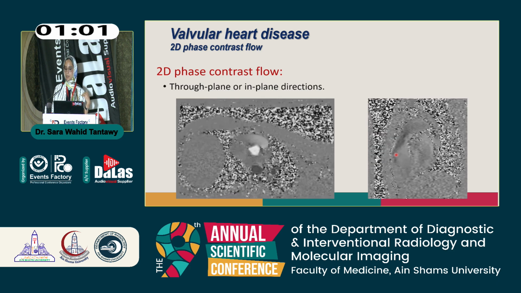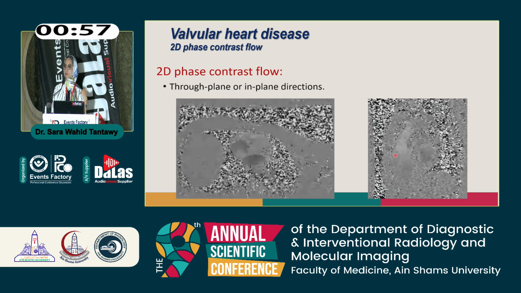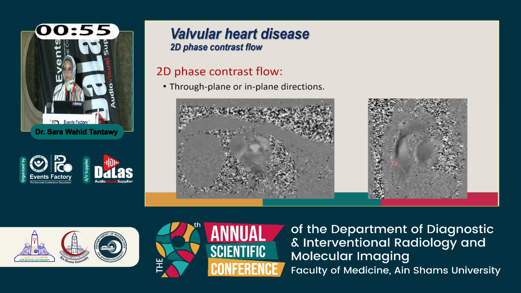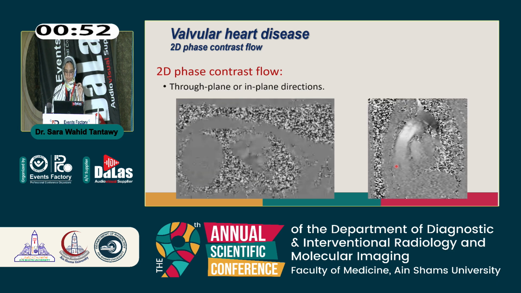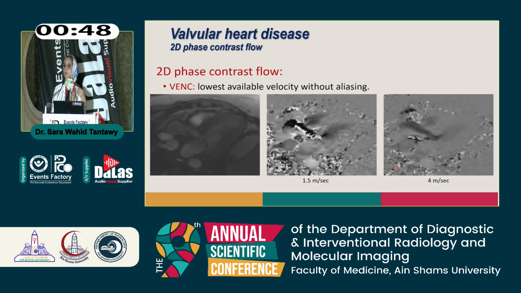So you can see the to movement, which is the white, the fro movement is the black. So black is the regurgitation of the pulmonary flow. Okay. Not just that, you can do assessment of the stenosis.